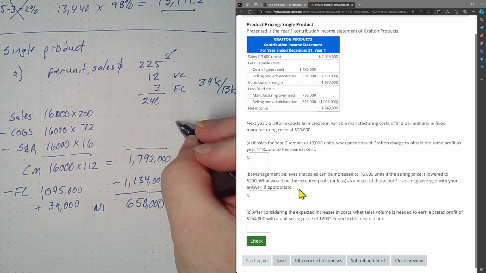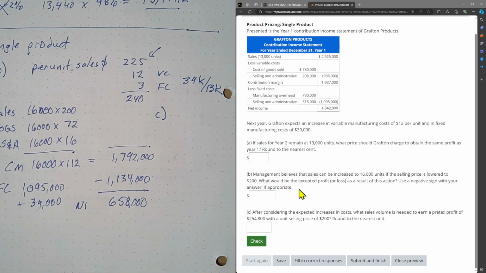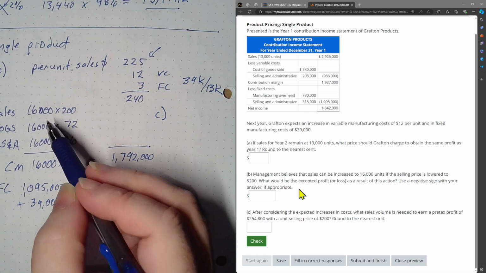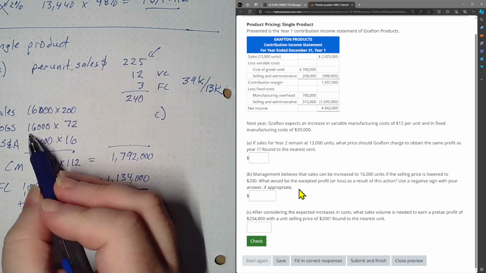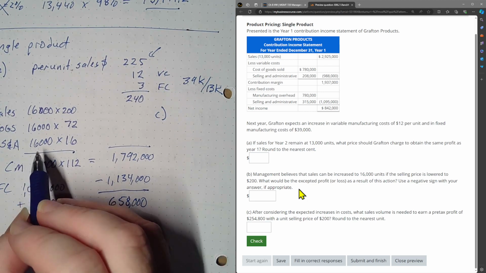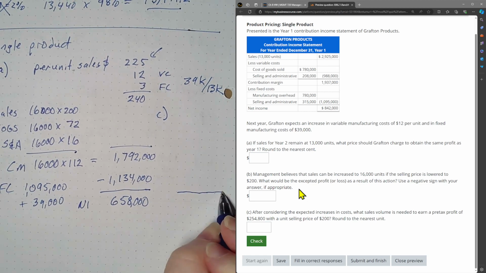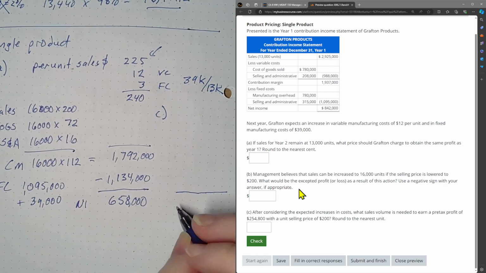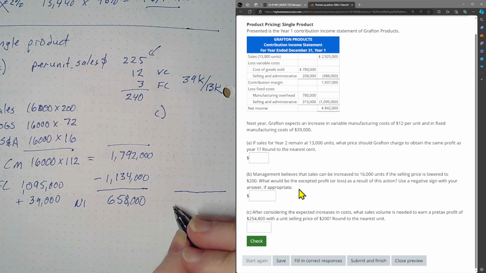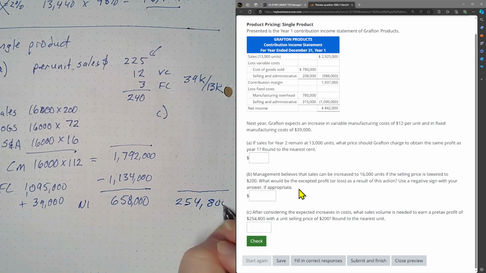Now for C, which I'm going to place right next to it. After considering the expected increases in costs, what sales volume is necessary to earn a pre-tax profit of 254? And that's another good reason why I did this. In other words, I want to figure out, instead of 16,000 at these costs, selling 16,000 at this cost will get me 658. But what they're saying is, well, how many do I need to sell? What's this number? Not 16,000. What is this number if I just want to make a profit of 254,800?